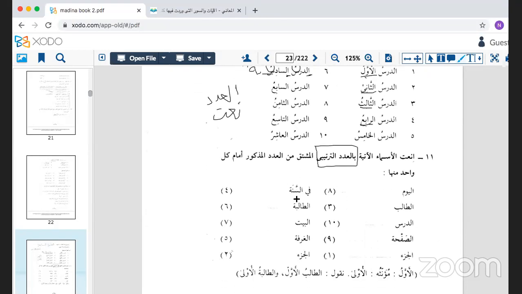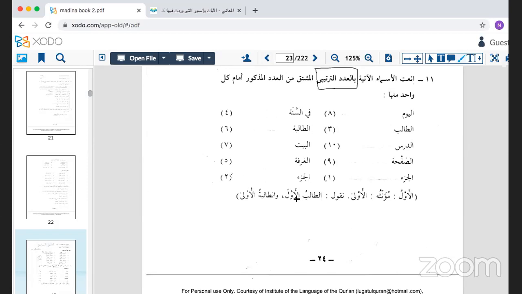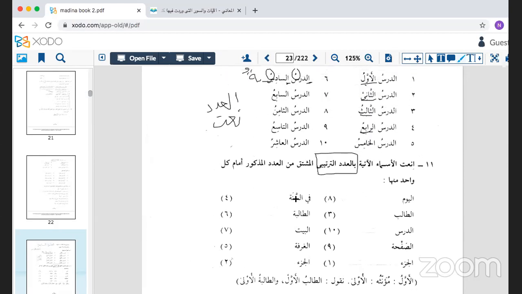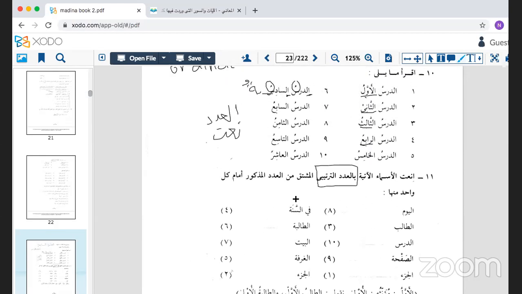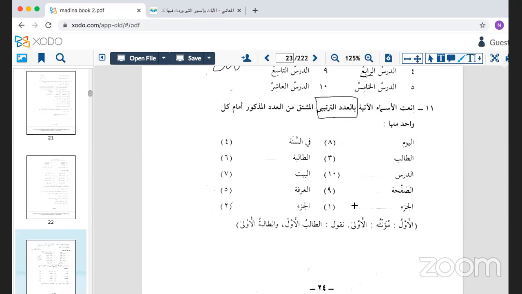Somebody asked the question, how about for number two? Aywa, number two. Ath-thani and ath-thaniyatu. The question that you really should ask is about this one here: al-awwal. The mu'annath of awwal is not al-awwalatu, it is al-ula. You say, at-talib al-awwalu, at-talibatu al-ula. Jayid?